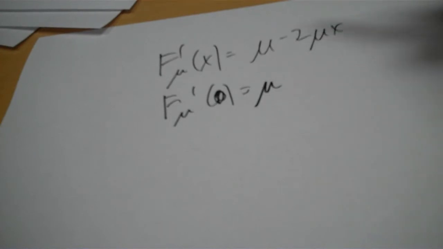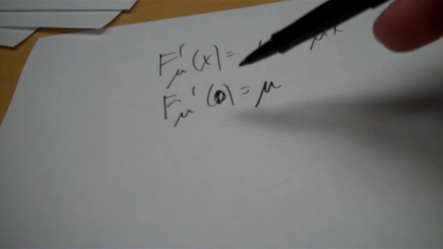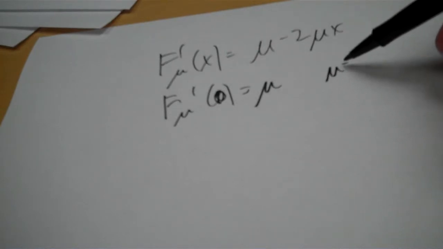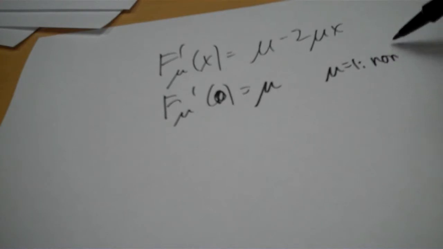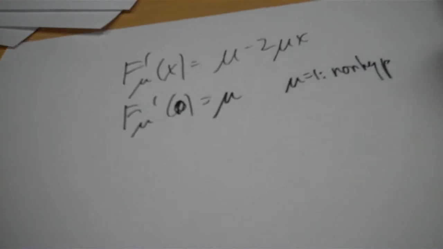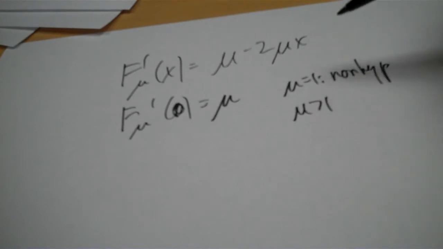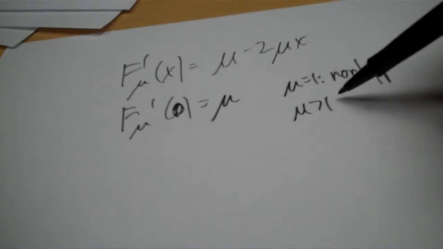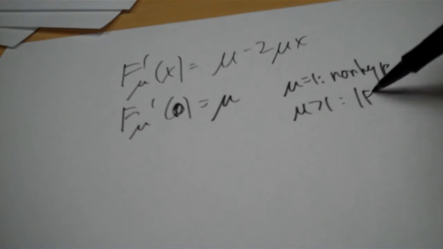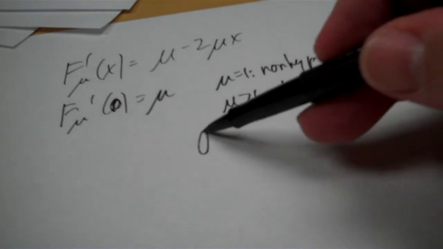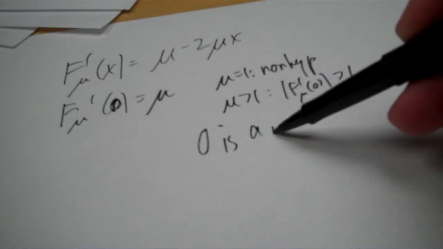Then you put in the mu, and so what you get is a range of values of mu for which the 0 would actually be attracting or repelling. Mu equals 1 is non-hyperbolic, so that's going to be interesting. Mu bigger than 1 means that this derivative at 0 is bigger than 1, which means 0 is a repeller.